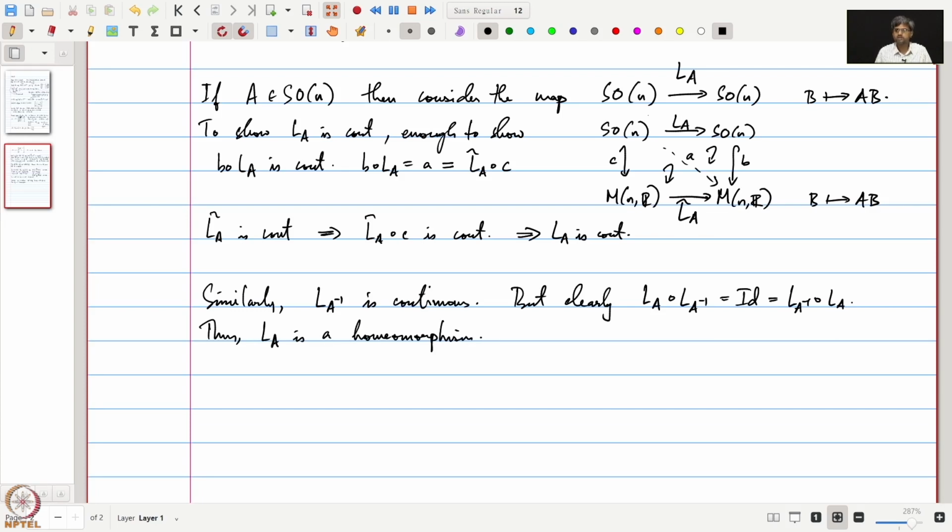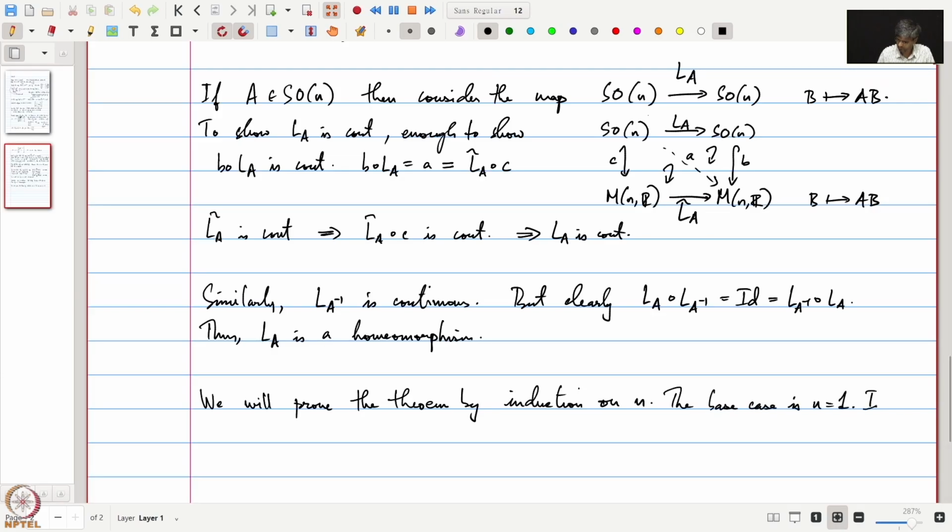Okay, so now with these ingredients, we are ready to prove that SO(n) is connected. So we will prove the theorem by induction on n. The base case is n equal to 1, right. So in this case, SO(1) is simply one element, which is obviously connected.